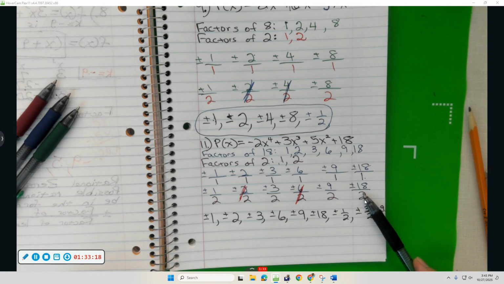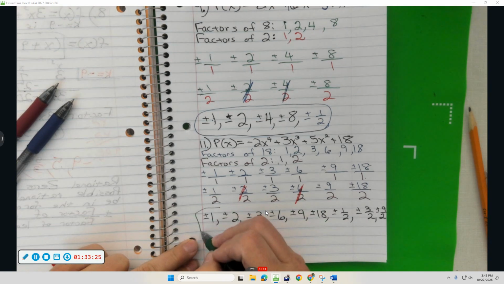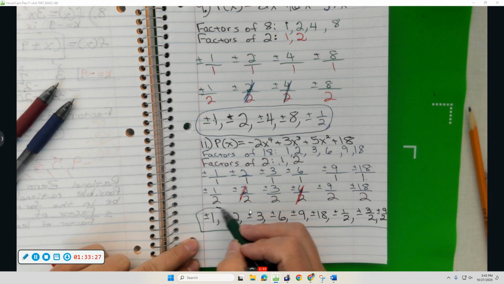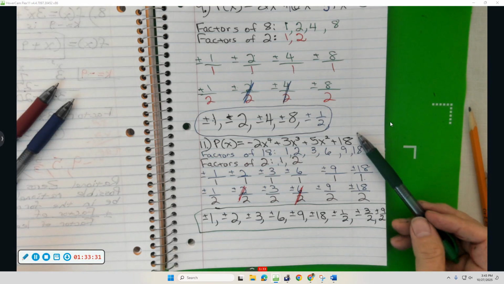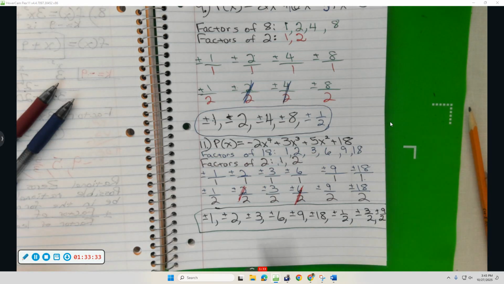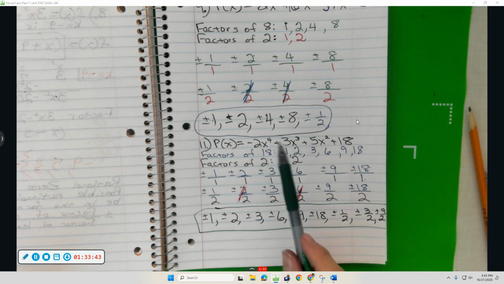$18 over 2? Yes, that reduces to 9. Here's our finite list. Out of infinitely many possible rational numbers that could be zeros, we've narrowed it down to 2, 4, 6, 8, 10, 12, 14, 16, 18. There are really only 18 numbers that could be used as a zero to break that function down.